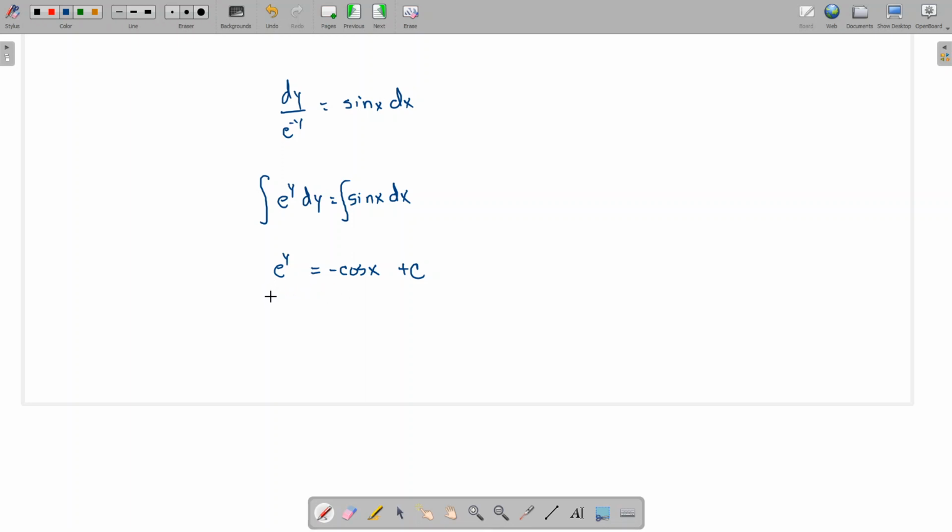It is currently written, it's implicitly defined in terms of y. So it is technically considered the solution, but to get the actual y function, we would need to solve this for y. And we can do that by taking a natural log of both sides. If we take ln of e to the y, that is equal to ln of negative cosine x plus c. Over here, that's going to cancel, leaving you just with y equals ln of negative cosine x plus c. Okay, so that's our general solution.